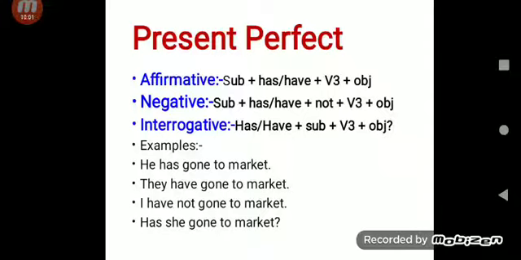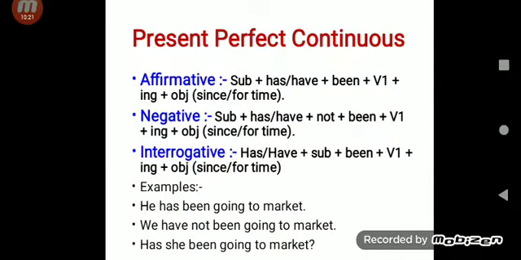object. Okay, so what we are doing is framing sentences with the help of these structures, which you have to learn and frame sentences by yourselves. Now, present perfect continuous. Let's see its structures.